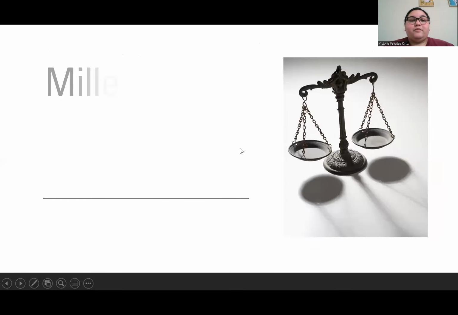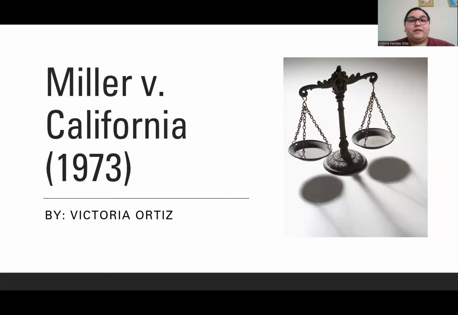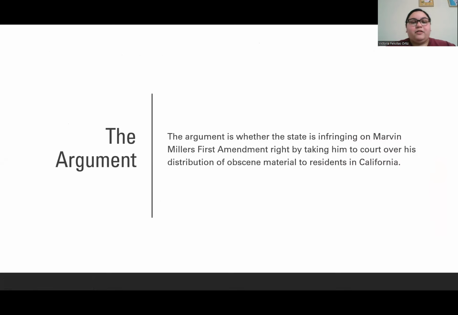So in the case of Miller versus California, the main reason why the case came about was because Miller had distributed obscene material back in 1973, and the obscene material was in the form of a brochure that was mailed out to different homes and businesses across California. The main argument is whether the state was infringing on Marvin Miller's First Amendment right by taking him to court over his distribution of obscene material to the residents in California.